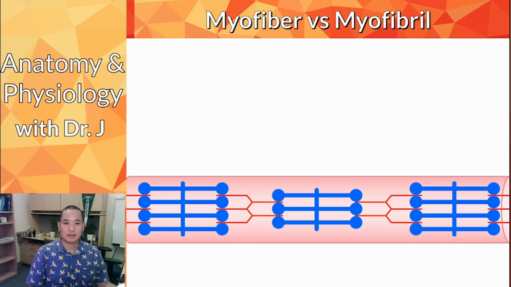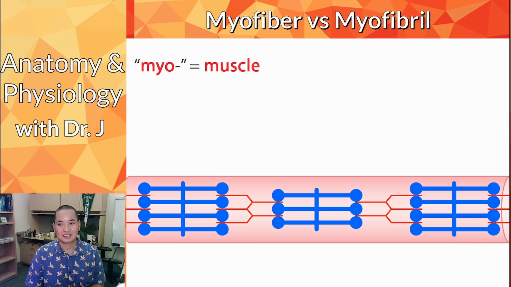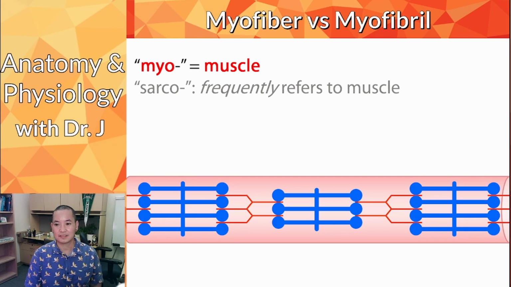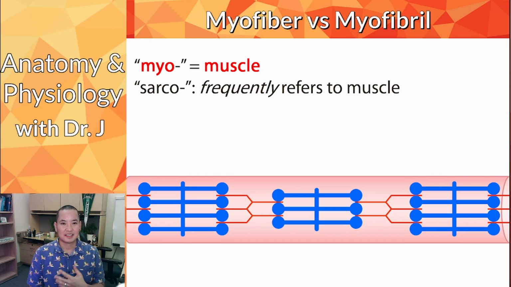Now, what's a myofiber and myofibril? You might notice these sound very similar. They both start with myofib something, but myo refers to muscle, and this is pretty consistent. It's a prefix often used to denote that something is related to muscle. Sarco is also something you might find referring to muscle, but it actually means body. So sometimes you find things that say sarco, but it's not necessarily talking about muscle.